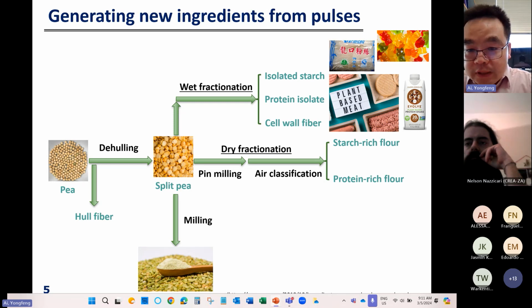Actually, another ingredient that people usually ignore or don't pay too much attention to is that you also generate the cell wall fiber from the wet fractionation. Actually, this fiber has some very unique properties as well. They have very fine particles. And sometimes this kind of fiber is also called inner fiber or cotyledon fiber. So I hope this gives you an idea of how we can generate new ingredients from pulses.